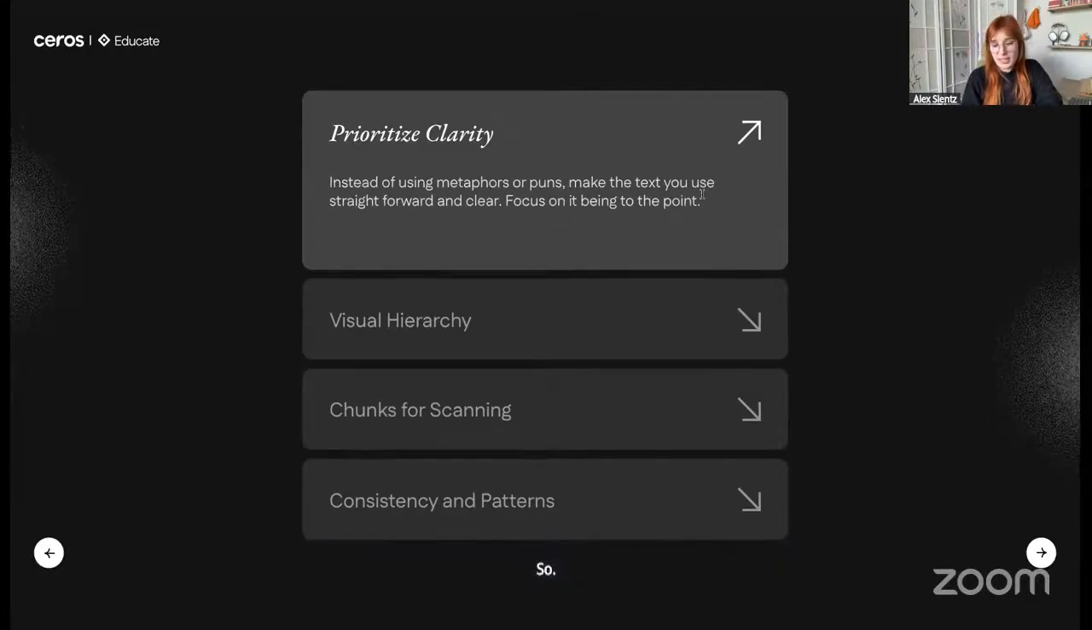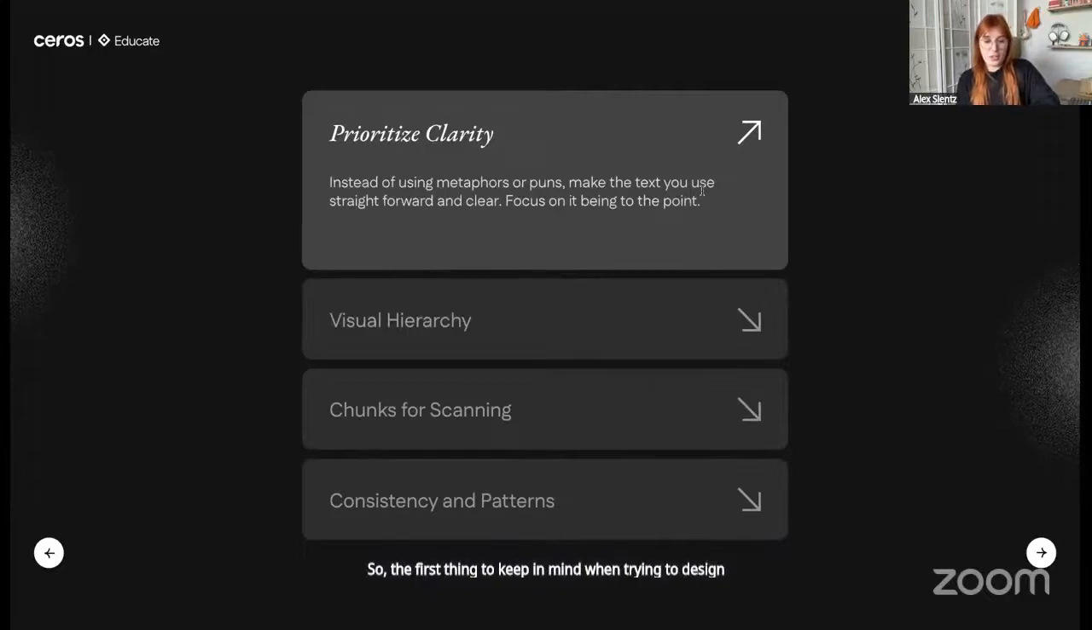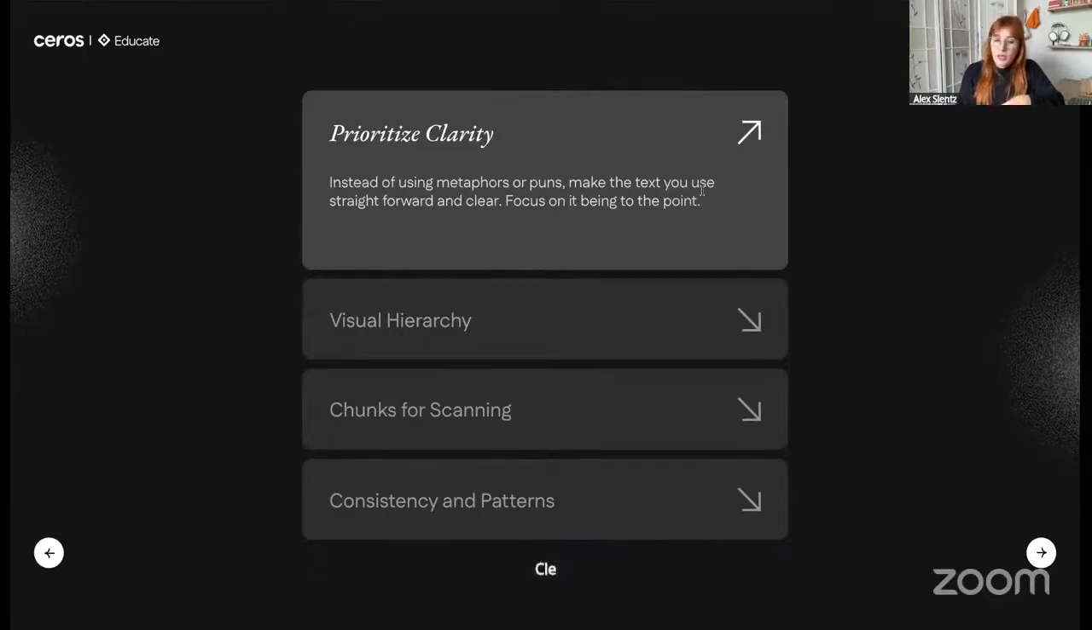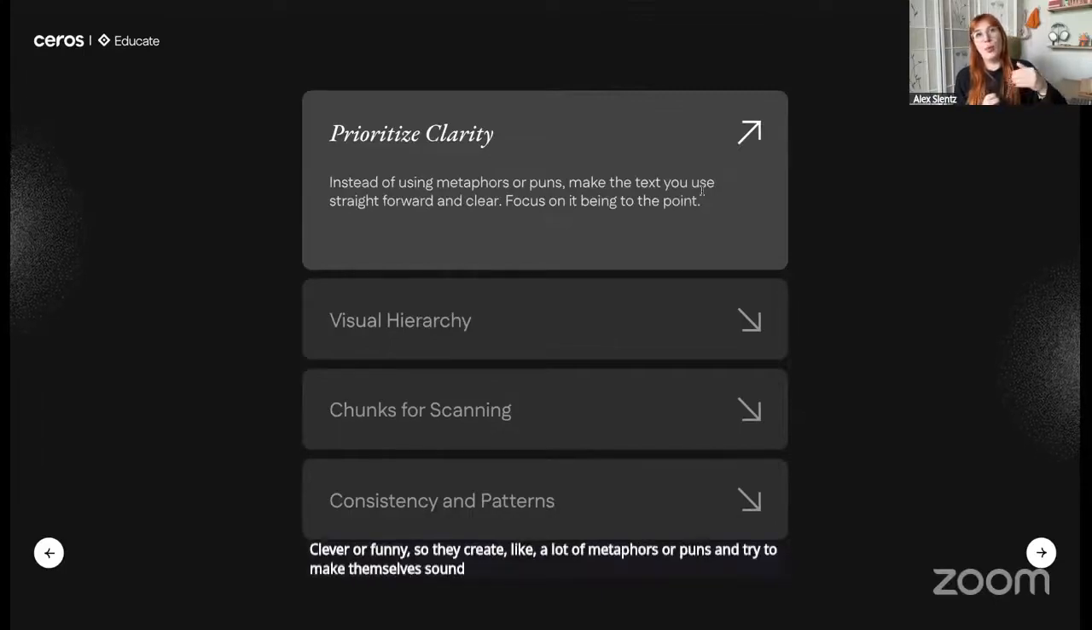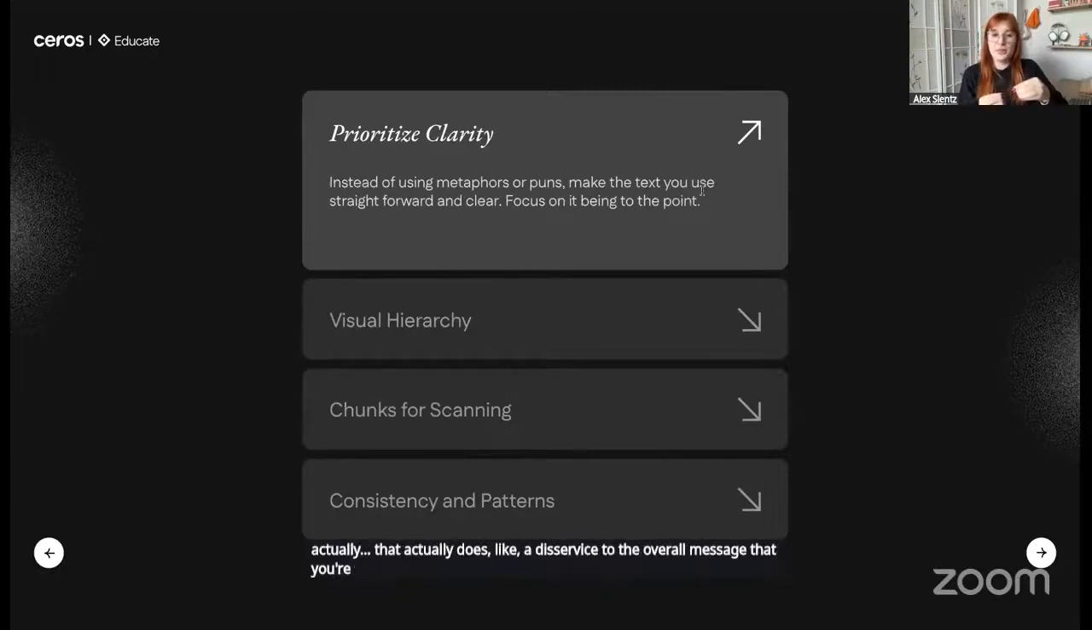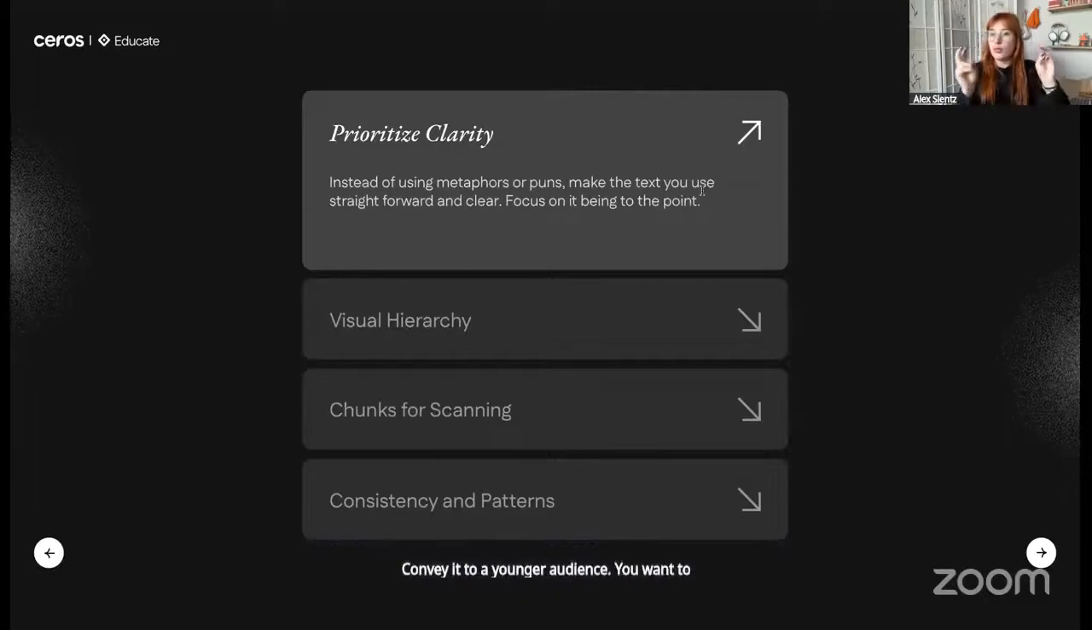So the first thing to keep in mind when trying to design for clarity and engagement is to prioritize clarity. A lot of the times people can get lost when trying to make their content sound clever or funny. So they create a lot of metaphors or puns and try to make themselves sound more elevated than they really are. But that actually does a disservice to the overall message that you're trying to convey, especially when you're trying to convey it to a younger audience. You want to be relatable. You want to seem like somebody on your team is in that demographic of people. You want to seem like you're the same.